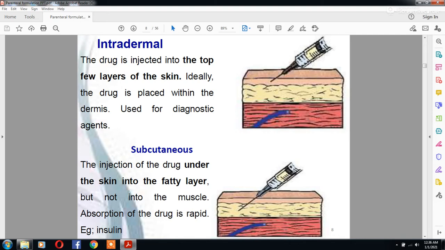The third one is subcutaneous. In subcutaneous, the injection of the drug is under the skin into the fatty layer. So this is the fatty layer, and the drug is inserted here, but not into the muscle. So you should avoid the muscle. The absorption of the drug is rapid. For example, insulin can be injected to the patient by the subcutaneous route.